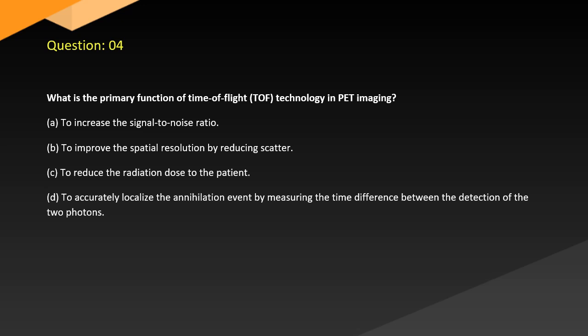Question 4. What is the primary function of time-of-flight (TOF) technology in PET imaging? A. To increase the signal-to-noise ratio. B. To improve the spatial resolution by reducing scatter. C. To reduce the radiation dose to the patient. D. To accurately localize the annihilation event by measuring the time difference between the detection of the two photons.